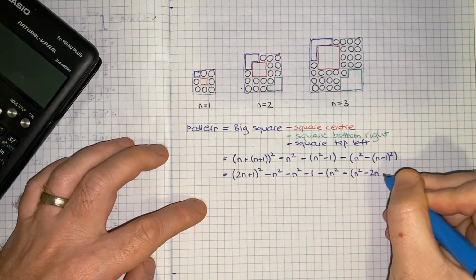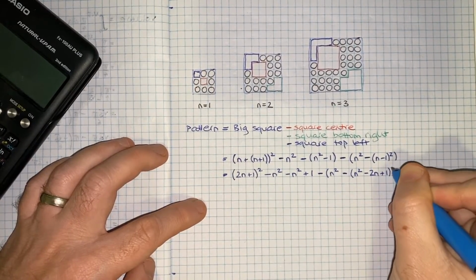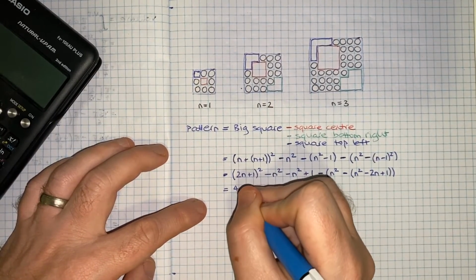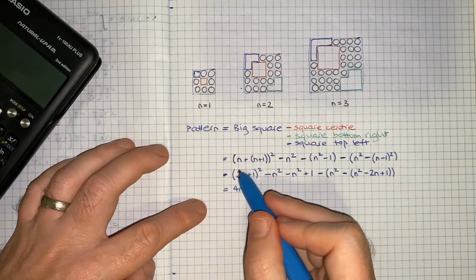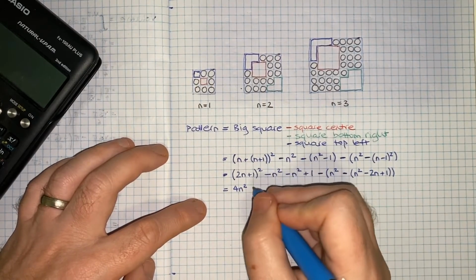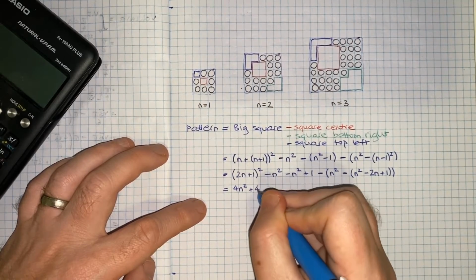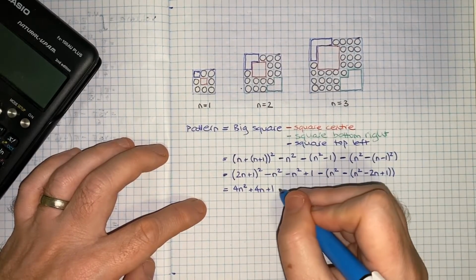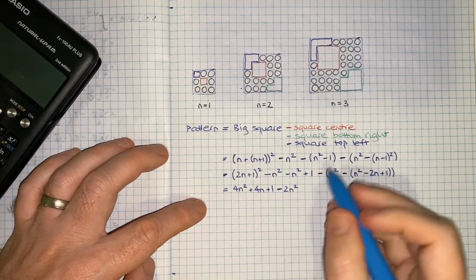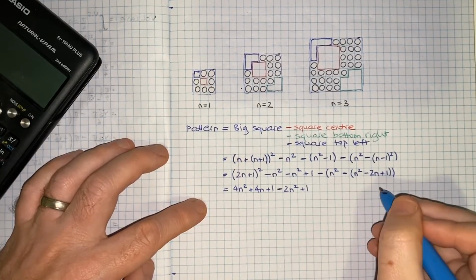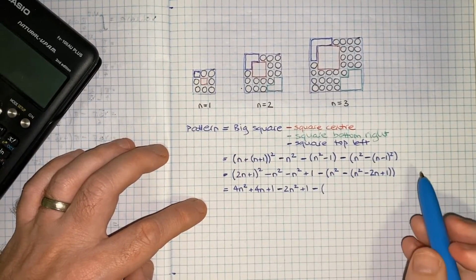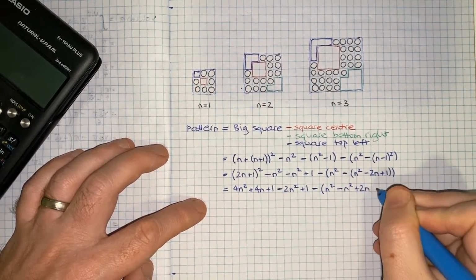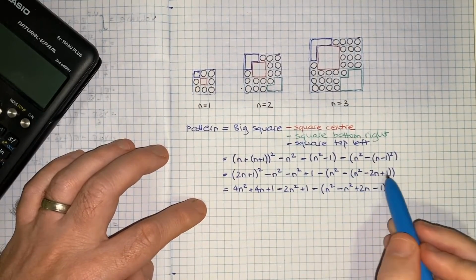minus 2n plus 1. So now if I expand this, the first one squared here would be 4n squared, and you've got to be careful to square the whole thing, plus twice the product, so that would be plus 4n plus 1, minus n squared would be minus 2n squared, and then we've got our plus 1, and here we'll have minus, and I'll keep this bracket again, (n squared minus n squared plus 2n minus 1), and you've got to be really careful with your minuses here.